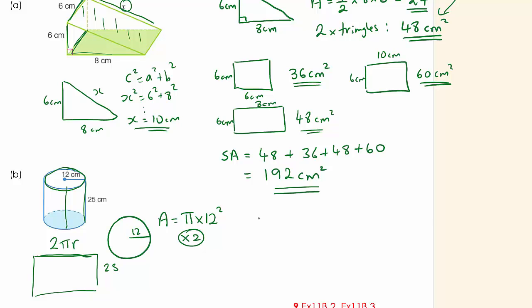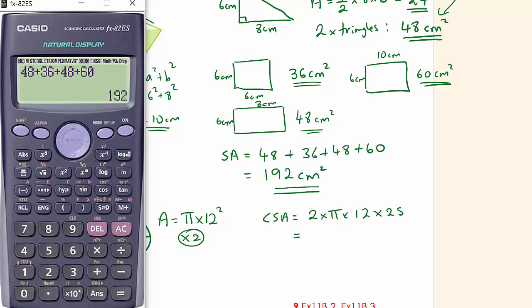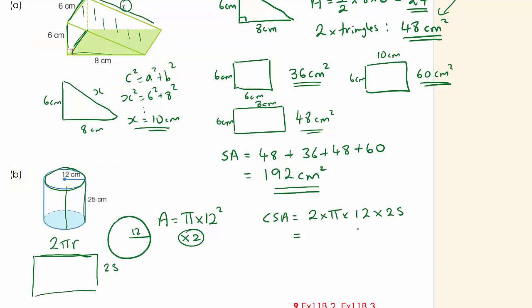So the curved surface area is 2 times pi times the radius, which we know is 12, times 25. So 2 times 12 times 25 is 600. So that's 600 pi. So the surface area is going to be 2 circles, so 2 lots of the pi times 12 squared, add 600 pi.